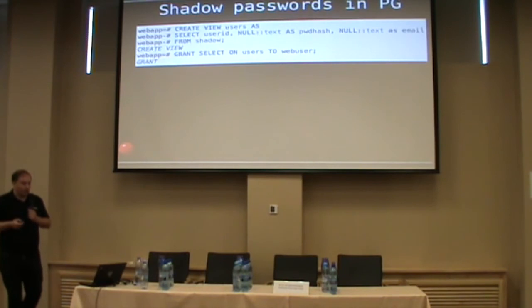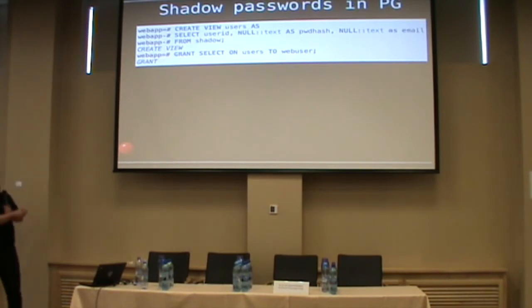What I do then is I create a view that has the public information. In this case, it looks exactly like users. So I get the user ID, but I'm going to make the hash null. I'm going to make the email null. And then I grant the web user permissions to view that. I can do this through column level permissions and things like that as well.